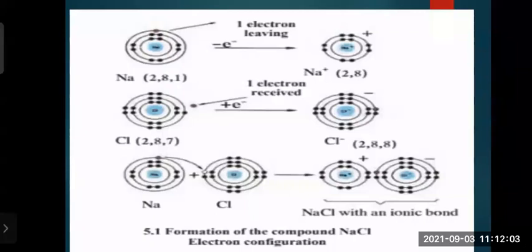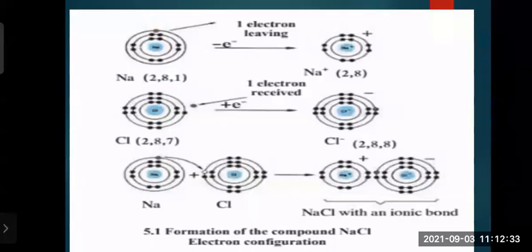Sharing of electron is done now. One electron is leaving sodium. After leaving one electron from the sodium shell, one electron is gone. It has shared one electron, donated one electron. Now sodium is left with only two shells. That is, the first shell has 2 electrons, and the second shell has 8 electrons. This is done with sodium.